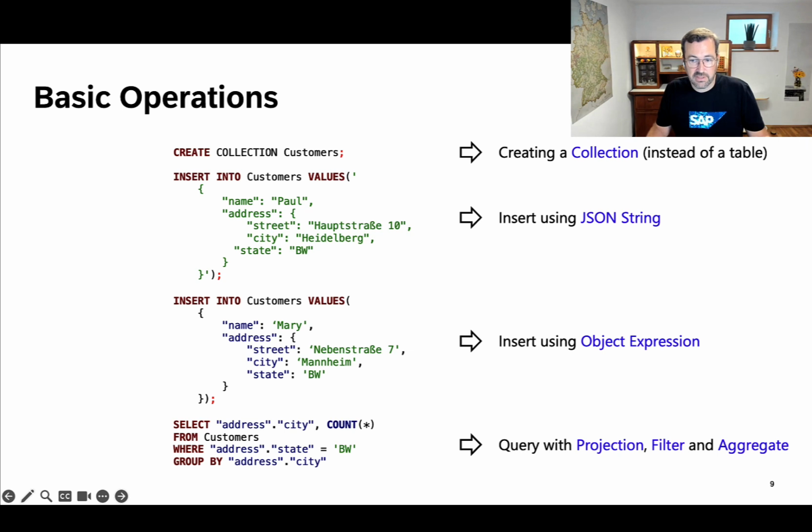The advantages of having the object expression become clear if we look at a basic query using projection, filter, and aggregate. The attributes of the document can be transparently addressed, and the overall query is very close to a relational SQL query. In case a query attribute is not existent within a document, it will simply return null for this individual document. Our example query here projects address.city, and it aggregates all the other documents and counts the number of documents per city for the state of Baden-Württemberg.